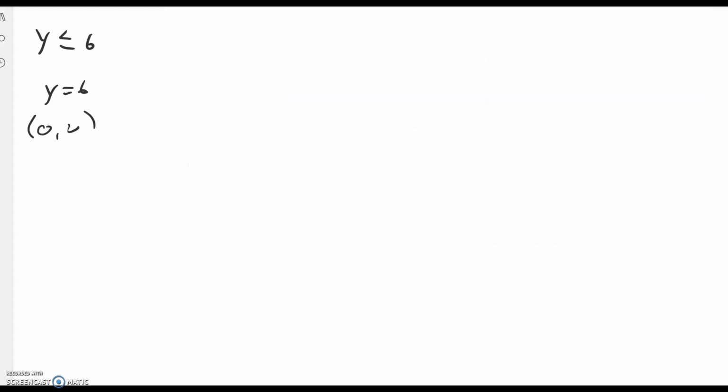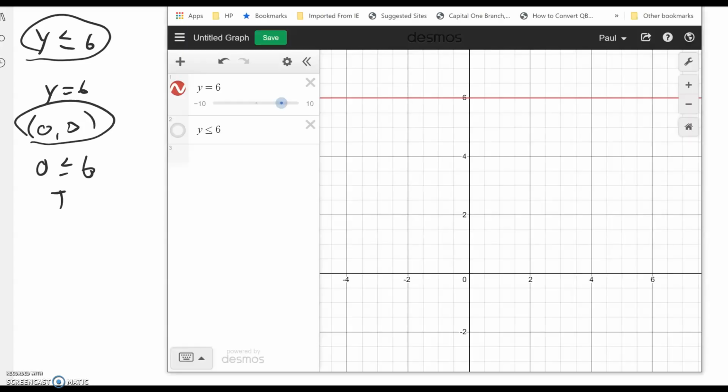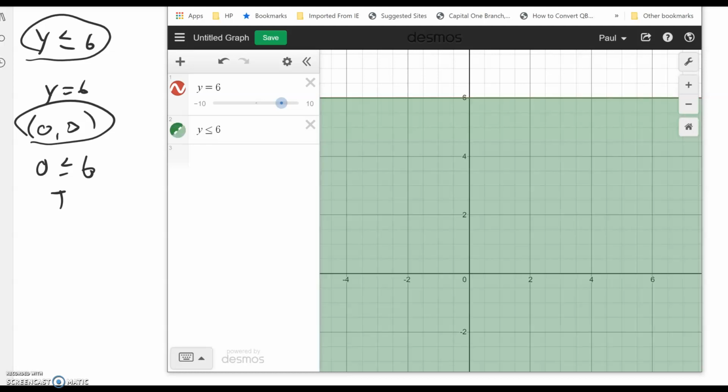X is 0, y is 0. I don't have an x up here on this original, so I'm going to put in y equals 0. Is 0 less than or equal to 6? Is that true? Yes, it's true. So 0, 0 is part of the shaded part. What does that mean? That means 0, 0 is on the shaded side of this boundary line, so we need to shade underneath. Now we can click here and see the actual answer.